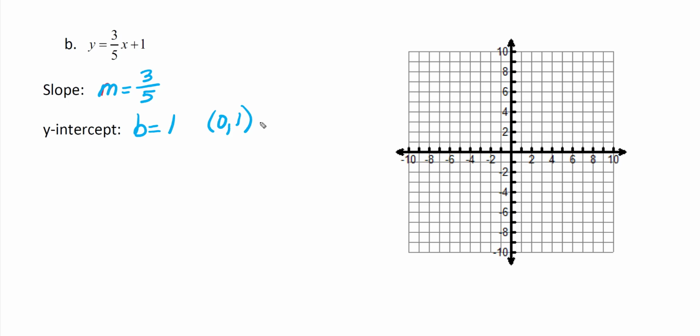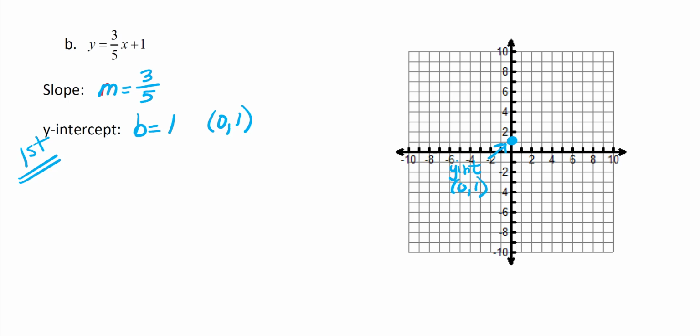In order to graph, remember we have to start at the y-intercept. That's the first thing that we have to graph. Our y-intercept is 0, 1. So on my graph, I go to the left 0 and up 1, and I make a nice bold point. So that's our y-intercept. It crosses the y-axis at 0, 1.